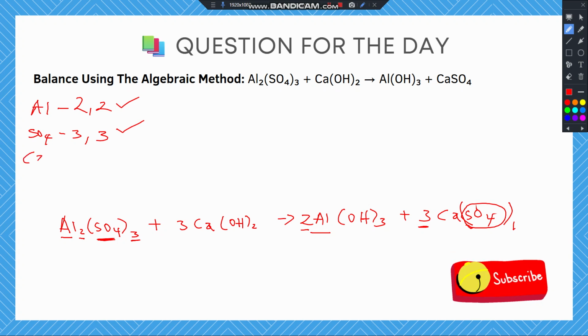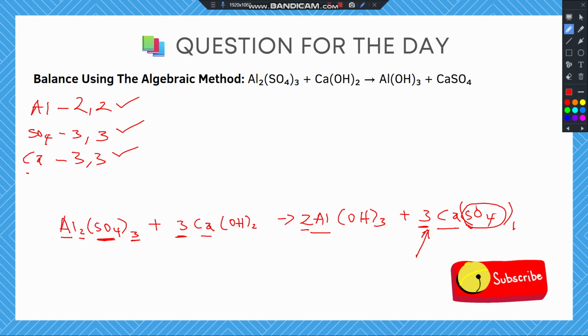The third element we have is calcium. Calcium, you can see over here, has a coefficient of 3, which tells us that it appears 3 times on the left hand side. On the right hand side, the same thing applies. Calcium also has a coefficient of 3 as identified over here. So calcium is also balanced.